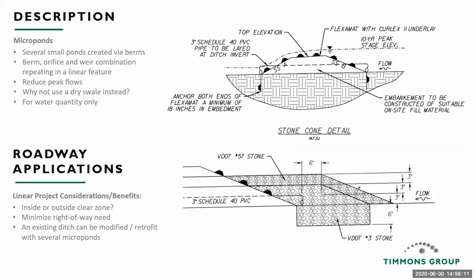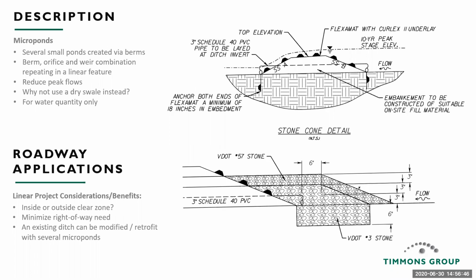And lastly, micro ponds. These are several small ponds that are created by using berms and a ditch, and in place of berms, you can use wooden timbers with an orifice at the bottom if you're not in the clear zone. For the berm application, there's an orifice or pipe at the ditch invert, so larger storms will just pass over the top of the berm. The goal is to reduce peak flows through repeated detention behind the berms. They're typically used in shoulder and ditch sections where offsite runoff can't be separated from roadway runoff.